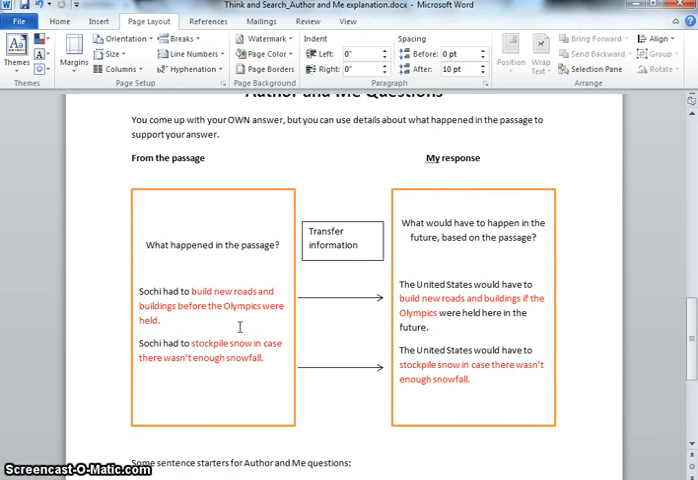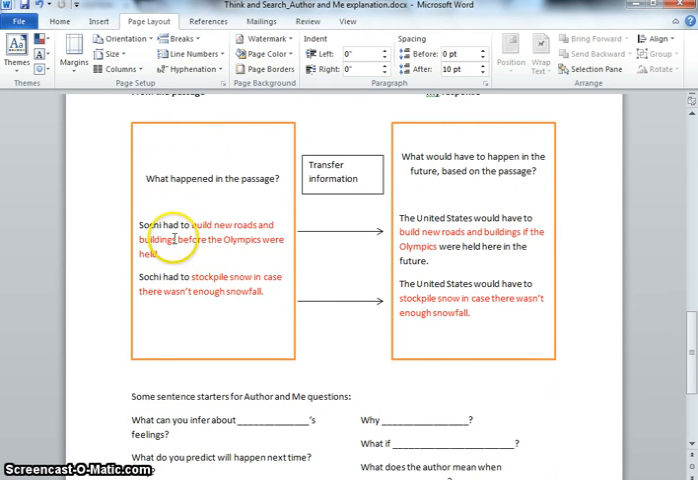Okay? One of the things I noticed is in Sochi they had to build new roads and buildings before the Olympics were held. So I just transfer that information over here and I talk about the United States having to build new roads and buildings if the Olympics were held here in the future. Remember, my answer must be based on what I read in the text.